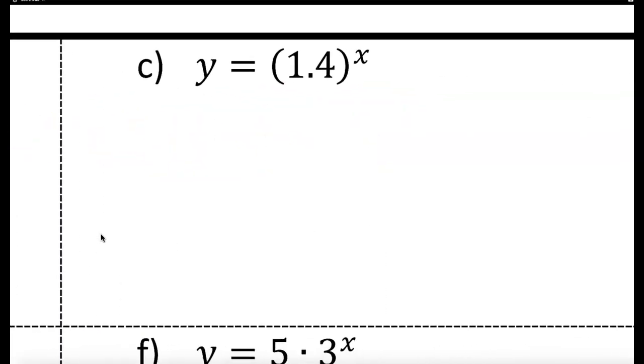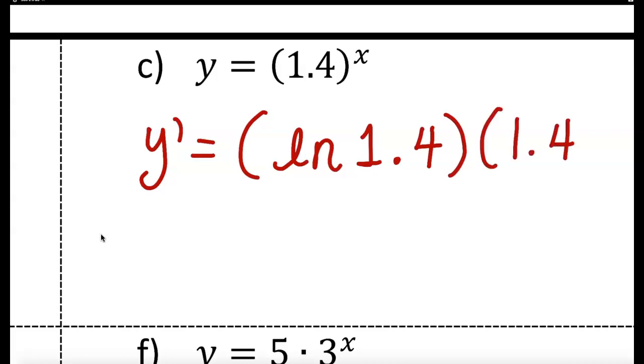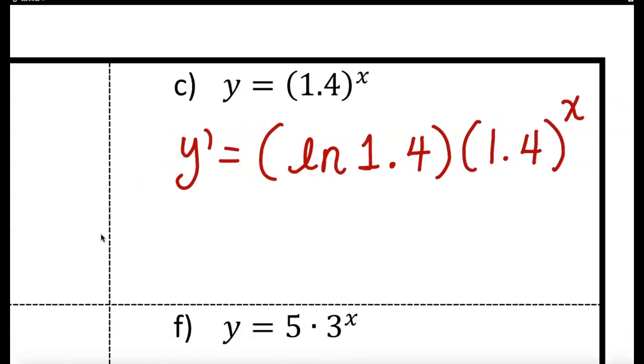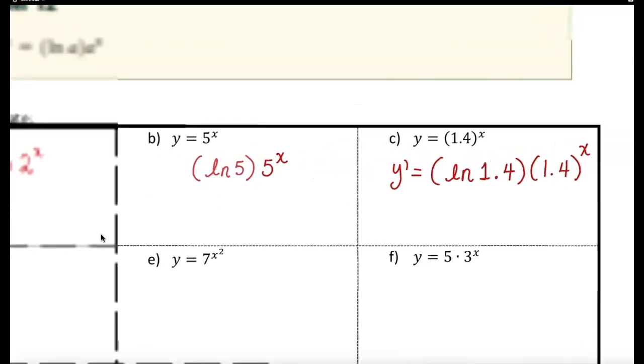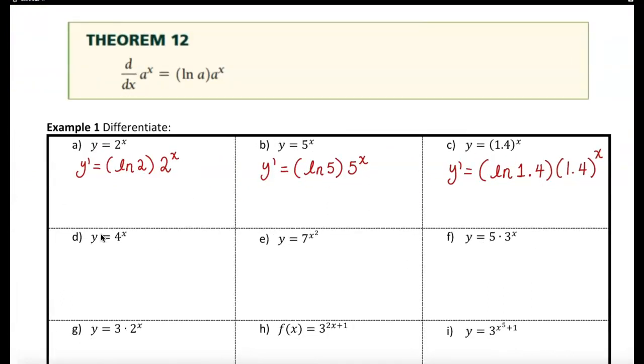It's a decimal. So what? It's the same thing. Y prime is equal to, what do you write down first? Natural log of 1.4. And then you're going to multiply this by 1.4 to the x power. And those were the straightforward, easier examples, I believe, right? Just using theorem number 12.